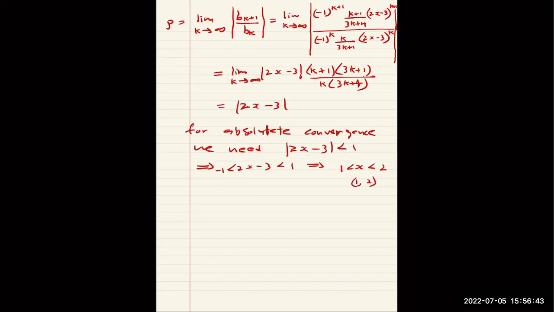All that remains is to figure out what happens at the endpoints, x equal to 1 and x equal to 2. Okay, so if you analyze the case x equal to 1, I'm not going to show you the details. You should be able to show that, this is a homework, show that the series diverges at both x equal to 1 and x equal to 2.